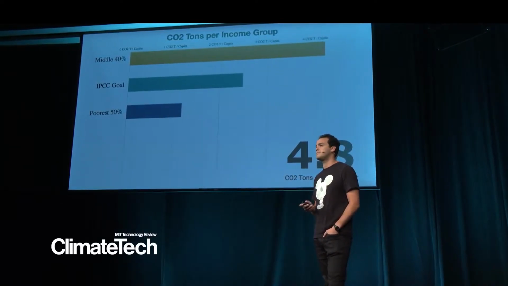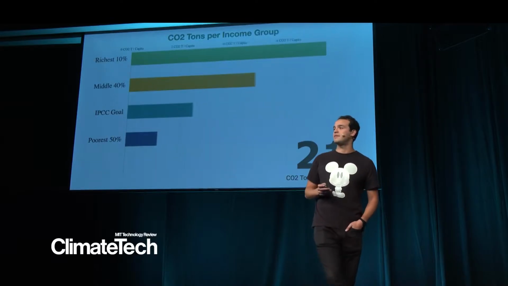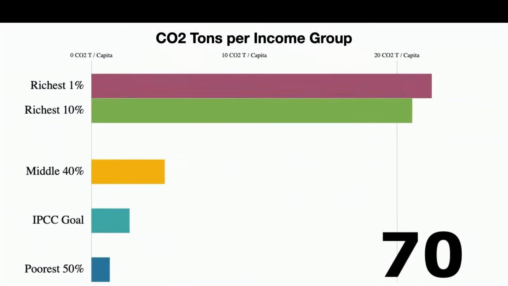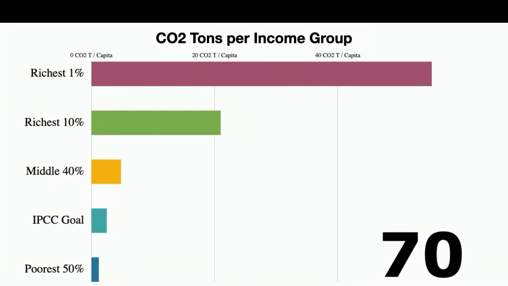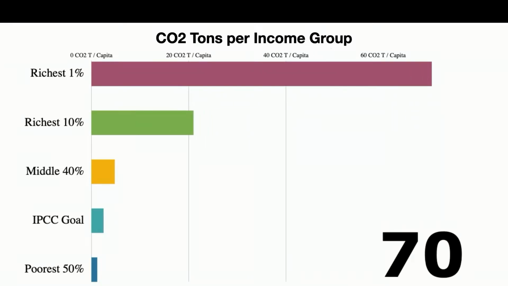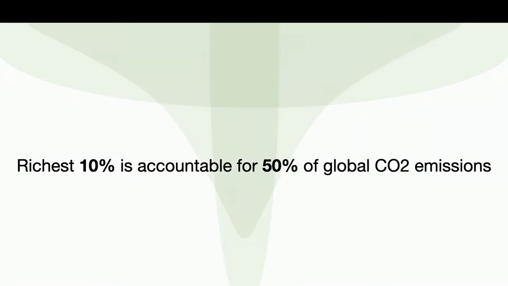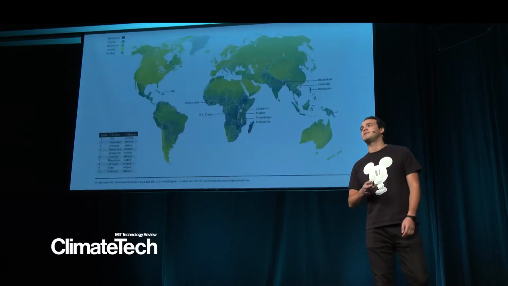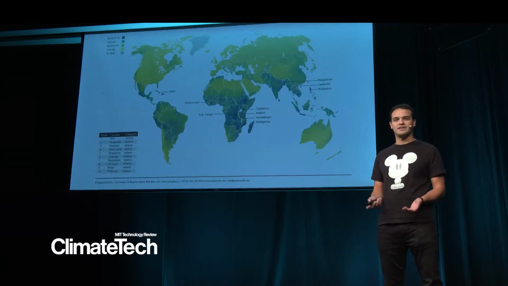If we look at the richest 10%, we have 21 tons, which is around what we have in Kendall Square. And if we average the consumption for the richest 1%, it's at 70 tons. In fact, the richest 10% is accountable for 50% of the global CO2 emissions. And sadly, on top of this, the impacts of climate change are not equal either.